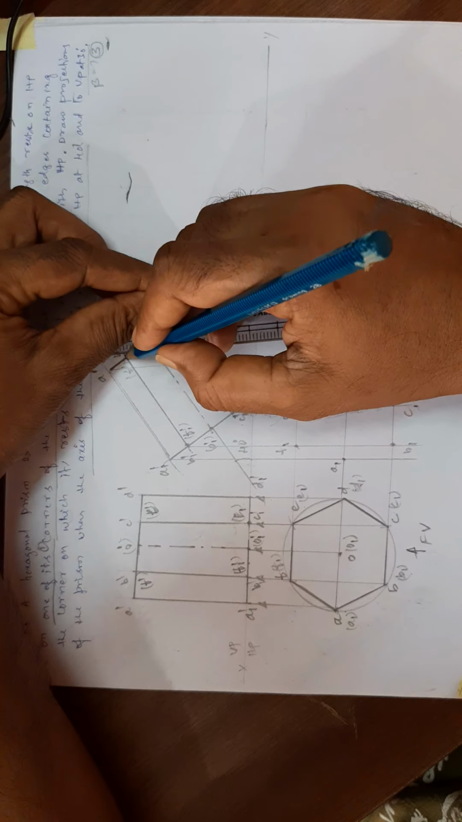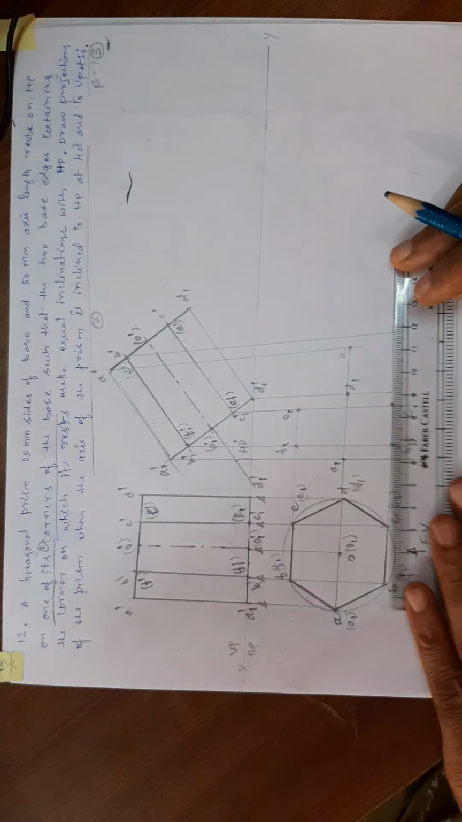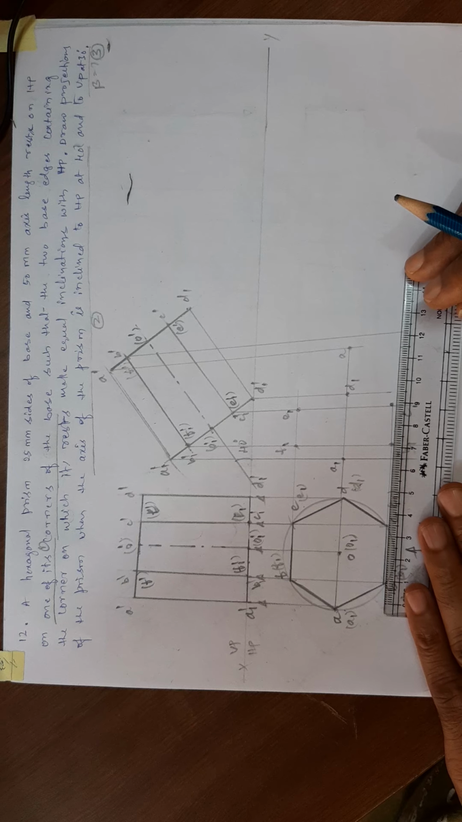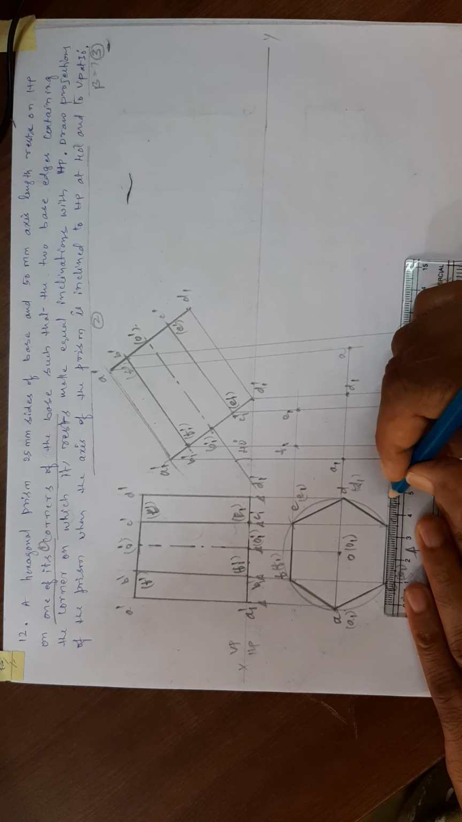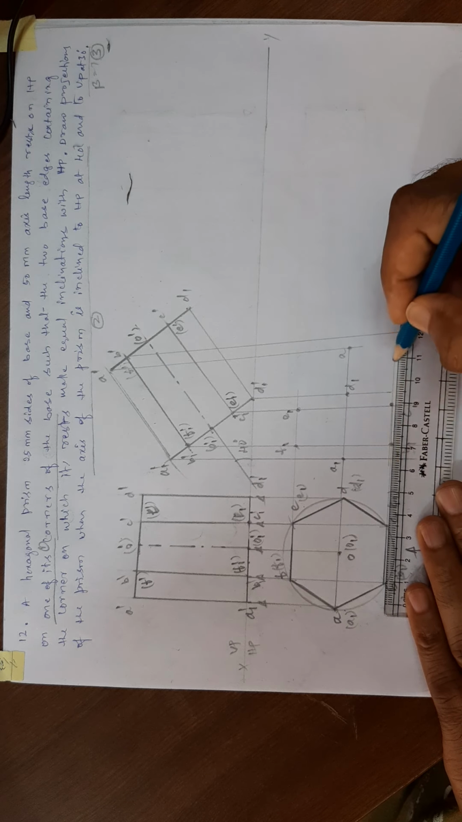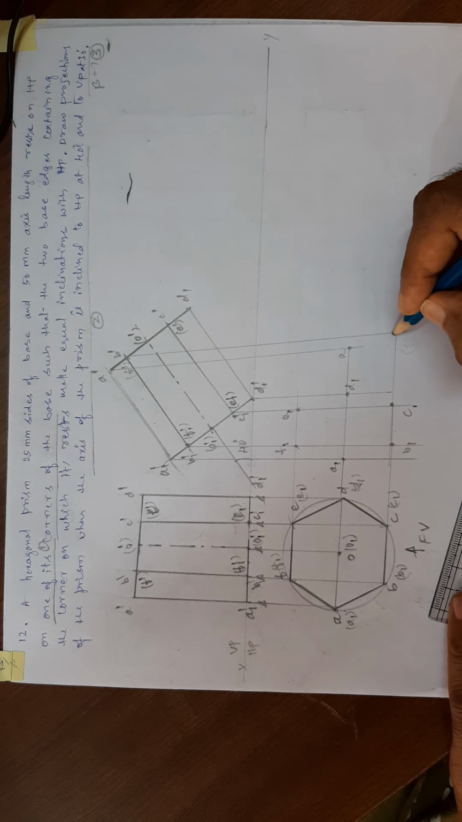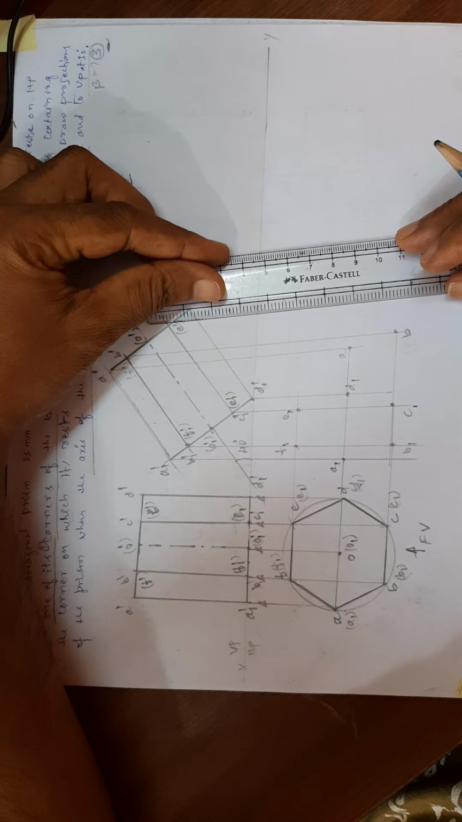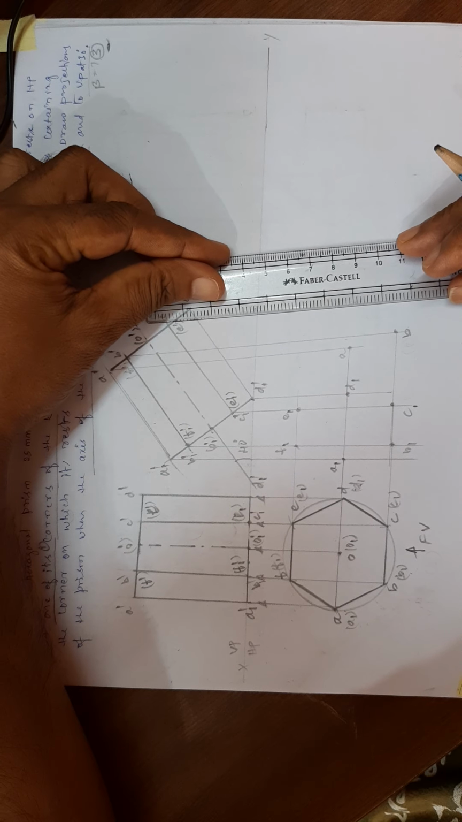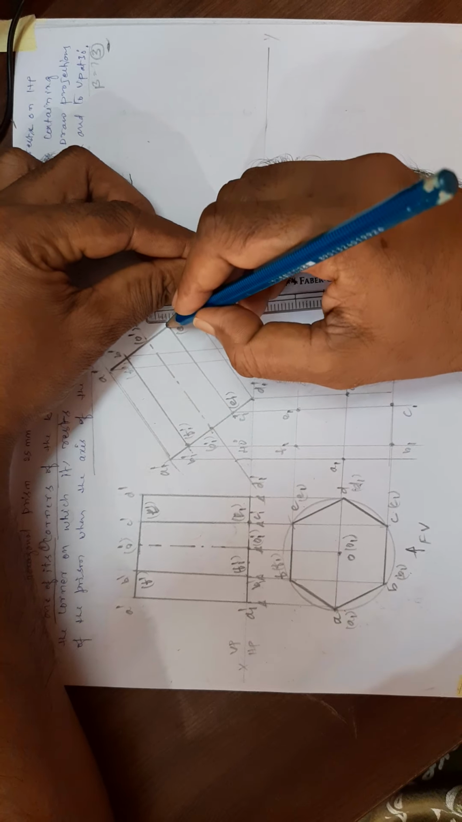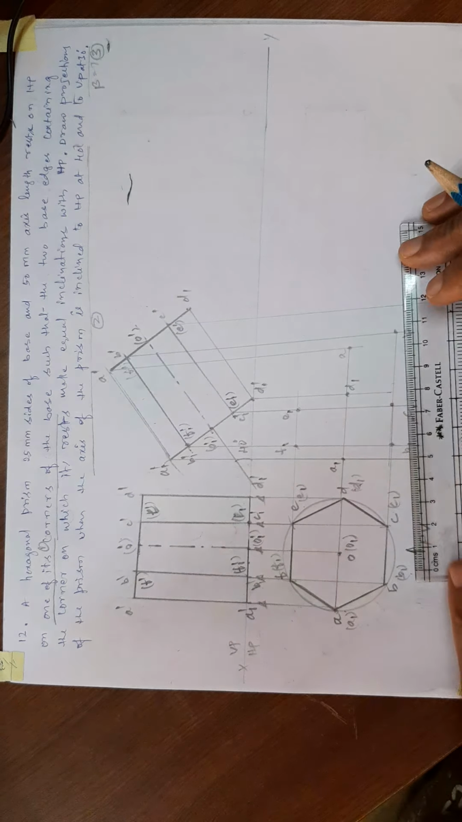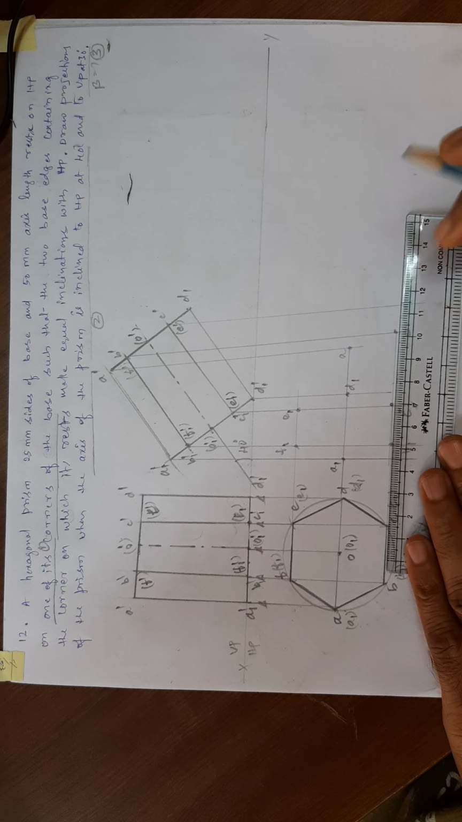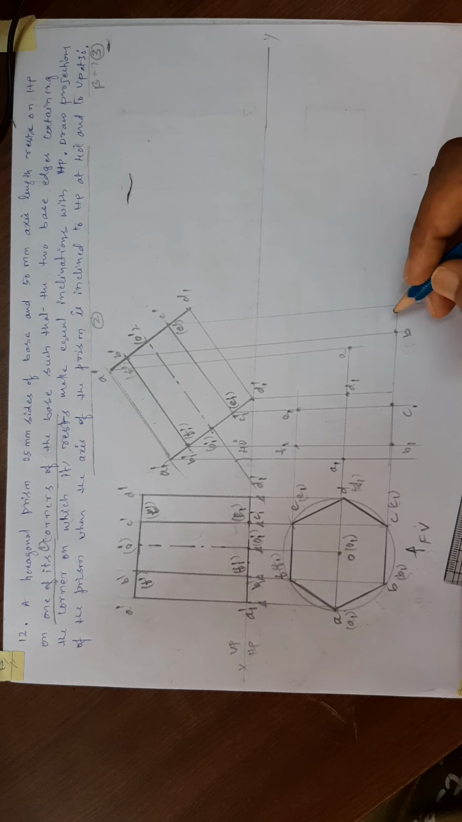Vertical projector line from the B dash and horizontal projector line from the B. Now see, this is B. Vertical projector line from the C dash, horizontal projector line from the C. Now see, this is C.